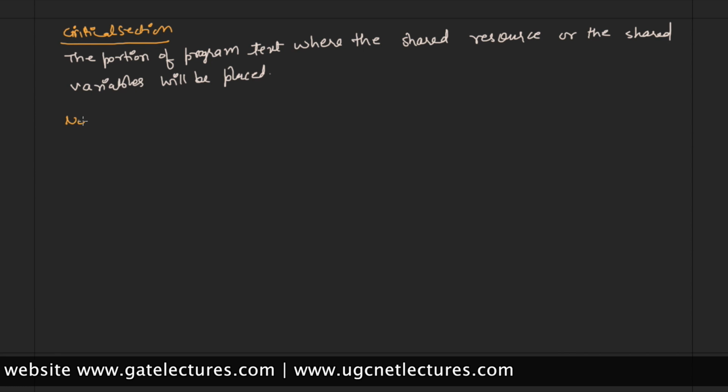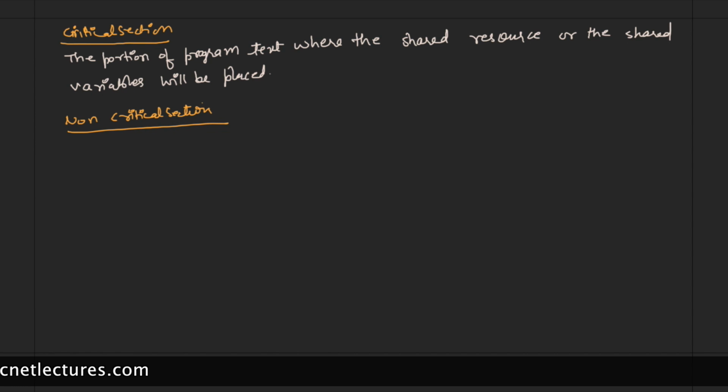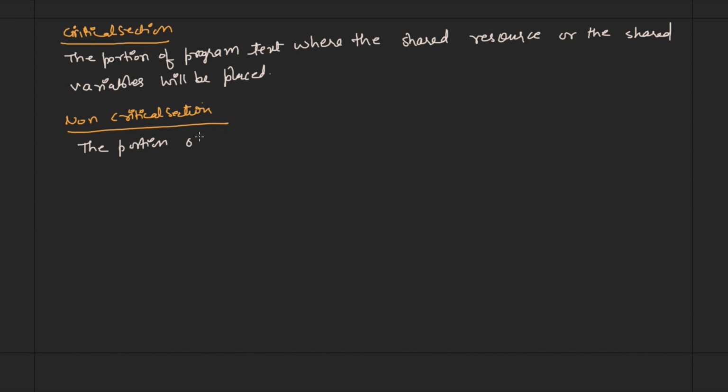The next definition is the non-critical section. What is a non-critical section? A non-critical section is a portion of program text which is independent of the respective processes.